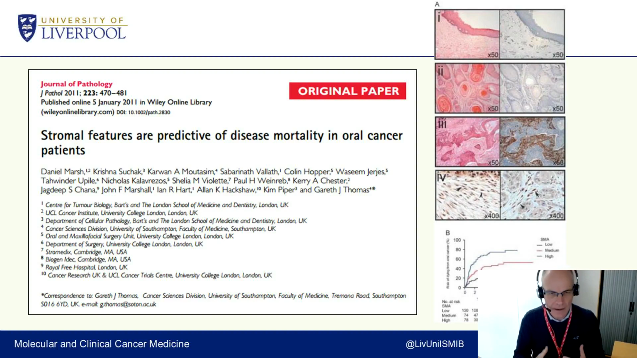And if you have a high alpha SMA expression, so lots of activated fibroblasts, your mortality is going to be much higher than if you had a very low alpha smooth muscle actin expression. So that tells us that fibroblasts within the tumour microenvironment are doing something very important in determining the progression and the outcome from cancer.